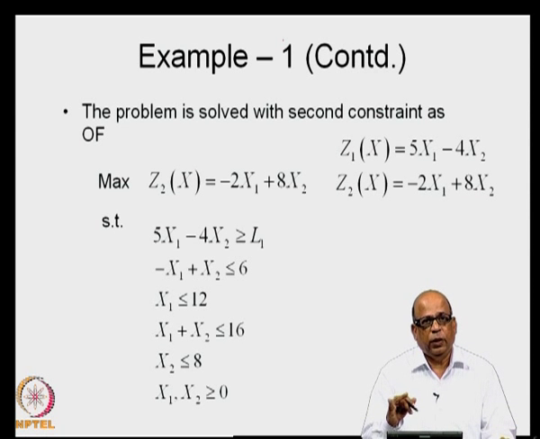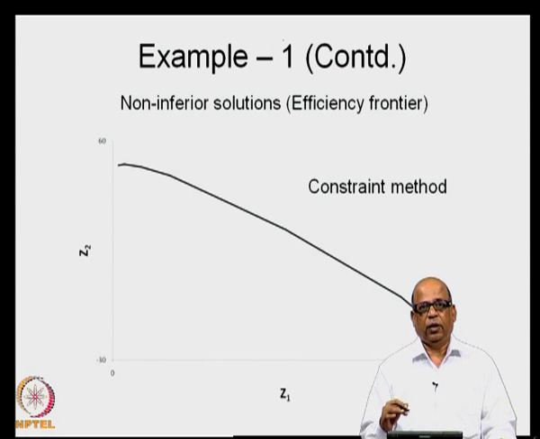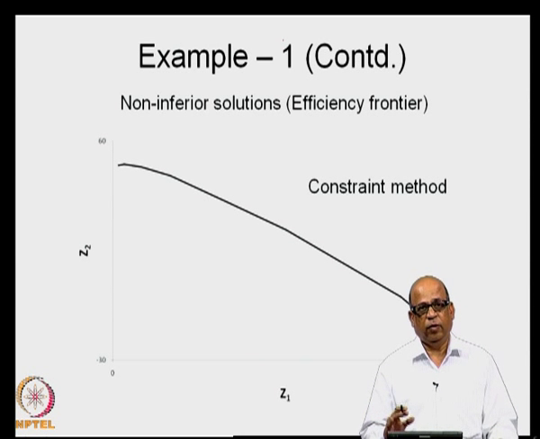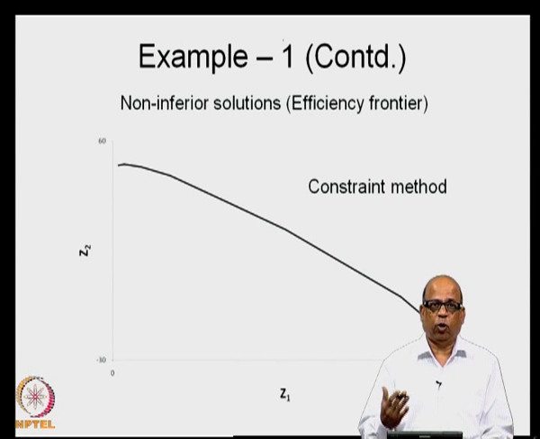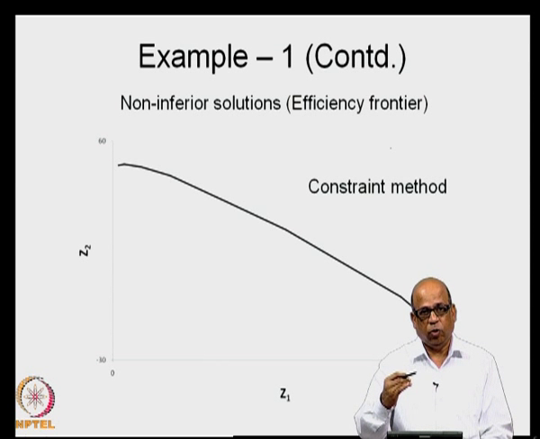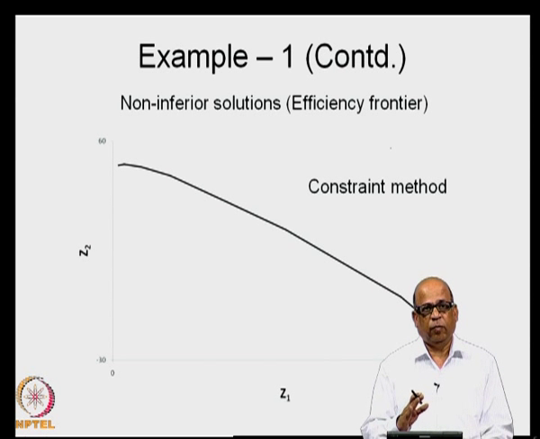So, we dealt with two methods, one is the weighting method and another is the constraint method, and generated an efficiency frontier, or non-inferior solutions frontier, or Pareto optimal frontier, which essentially gives a trade-off between different objectives. As one objective comes down by a certain amount, what is the sacrifice, what is the gain in the other objective function? These are the type of questions that we answer using the non-inferior frontier.